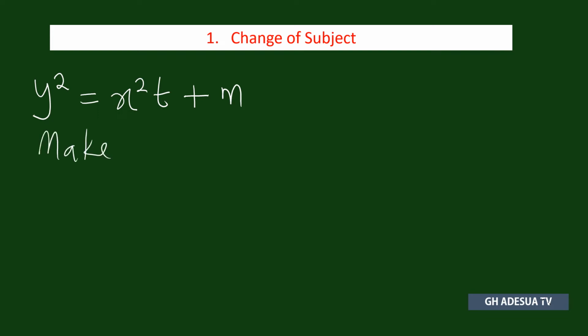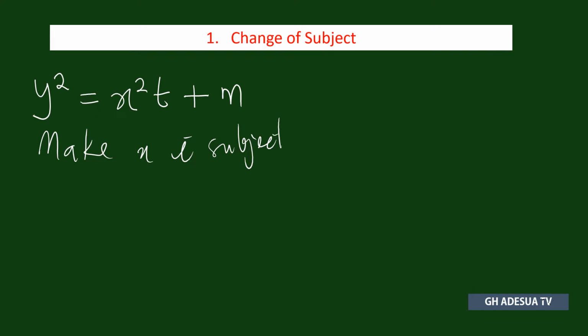Alright, now let's look at an instance where we have a square root, or a square. So y squared is equal to x squared t plus m. Now in this equation, your questioner says make x the subject. And if you are making x the subject, the usual processes will take place.